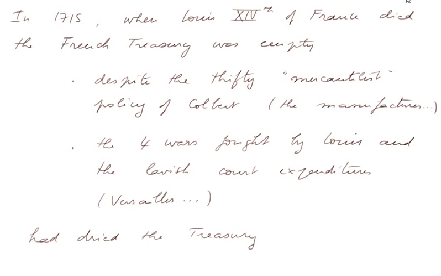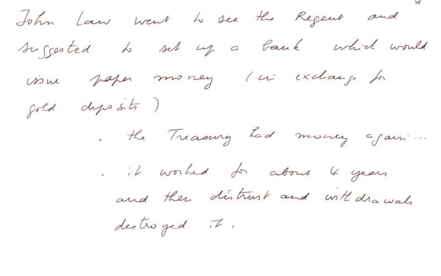In 1715, when Louis XIV of France died, the French treasury was empty. Despite the thrifty mercantilist policy of Colbert, the manufacturers, etc., the 4 wars fought by Louis and the lavish court expenditures, Versailles, etc., had dried the treasury. John Law went to see the regent and suggested to set up a bank which would issue paper money in exchange for gold deposits. And it succeeded. The treasury had money again. And the bank worked for about 4 years. And then distrust and withdrawals destroyed the Bank of John Law around 1720.